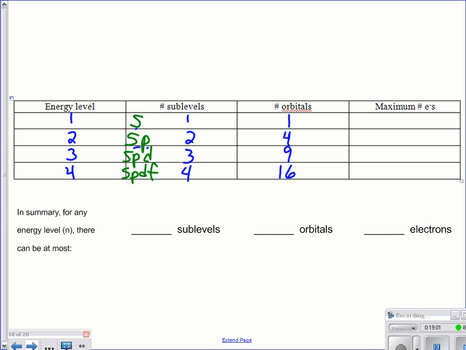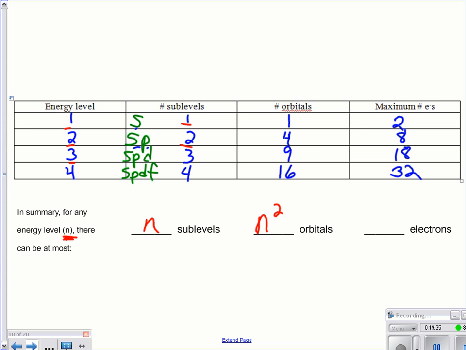So finally, for our maximum number of electrons, again, you've got 2 electrons per orbital. So you see 2, 8, 18, and 32. I think I actually multiplied correctly on that one. So here, when we come down and look at our formulas, for any energy level equal to n, you're going to have n sublevels. It's always the same number. Okay? Your number of orbitals, what's the formula for that? N squared.